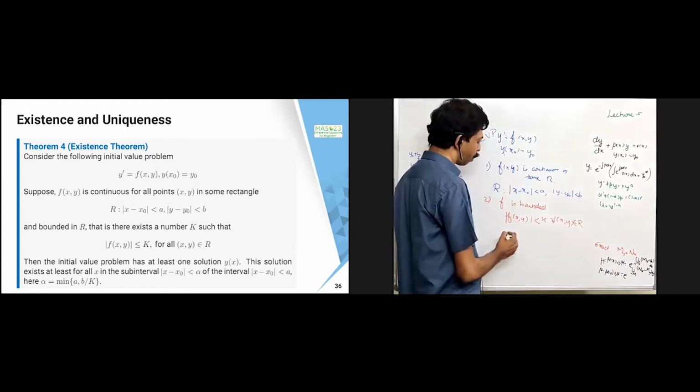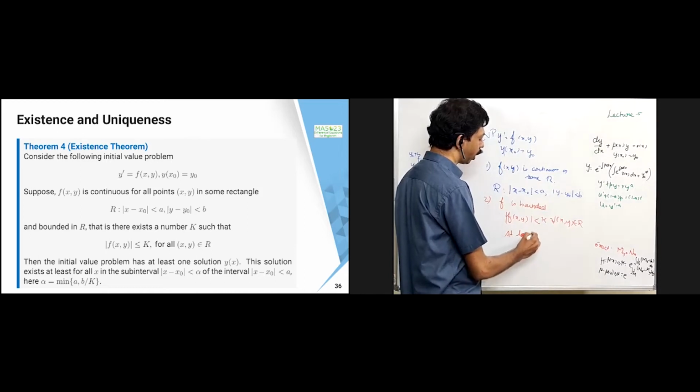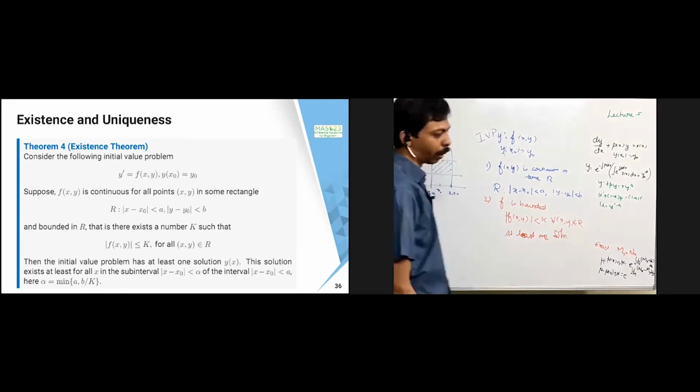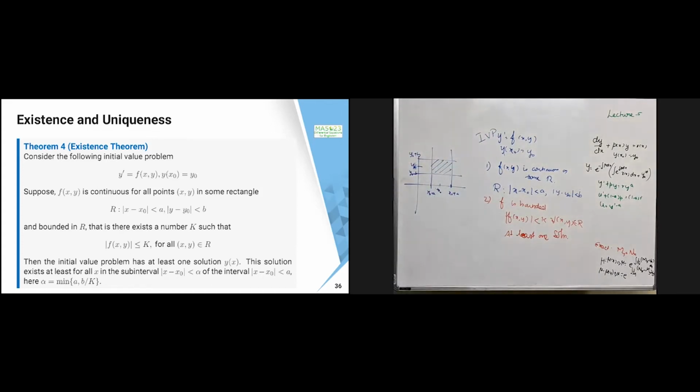Okay, this initial value problem has at least one solution. I don't know whether you are going to get many solutions, but at least one solution is going to exist. Further, it is going to claim that the solution does not exist everywhere. The solution exists for all x in the subinterval.